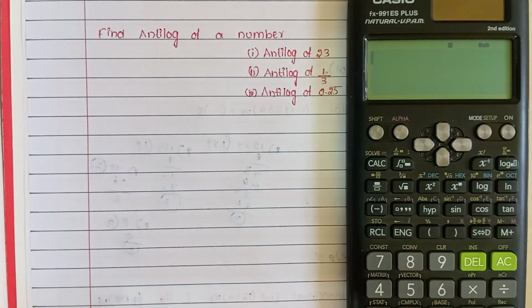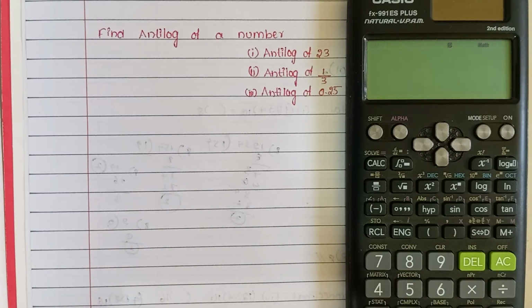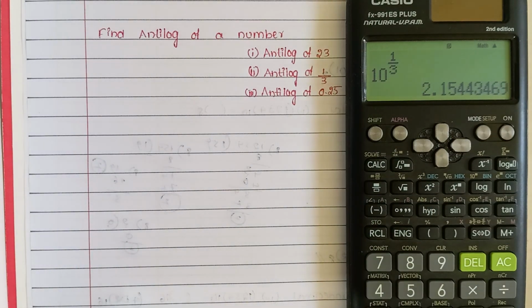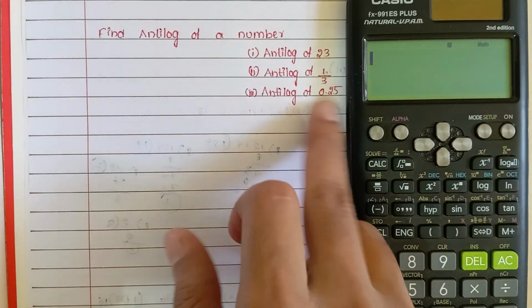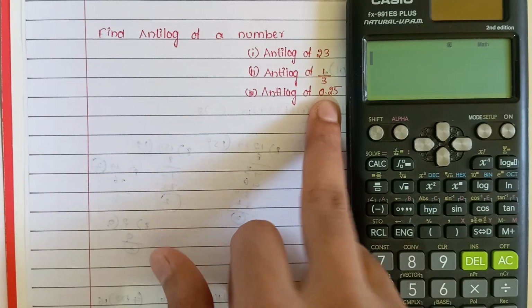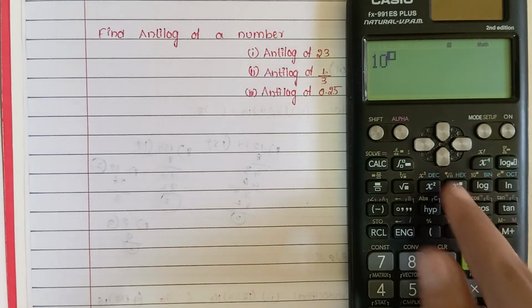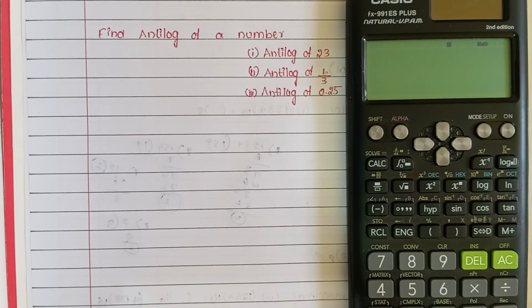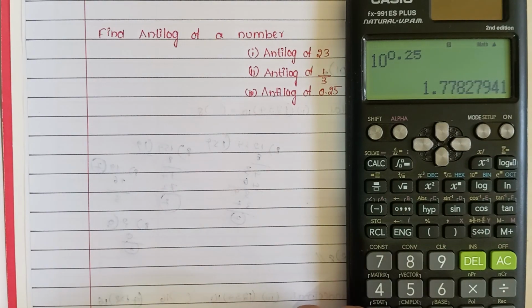Second value, 1 by 3. Again press 10, power value, it is a fraction, so 1 divided by 3, answer 2.154. The third one is a decimal value, 0.25. Again 10 power 0.25. Answer is 1.778.